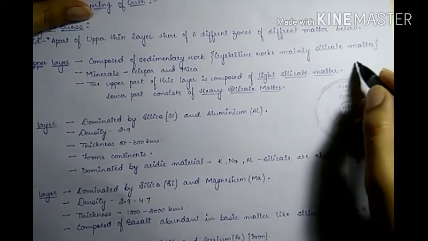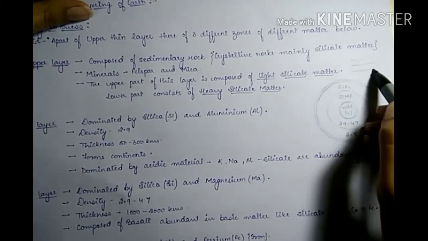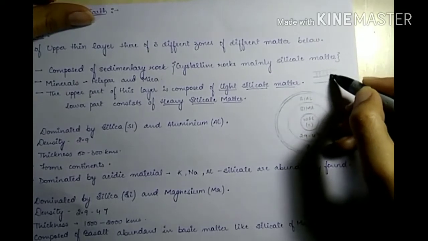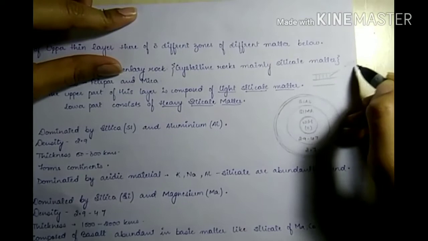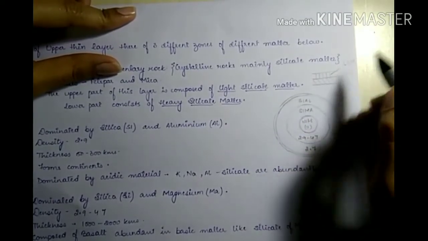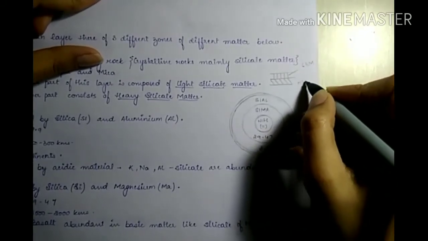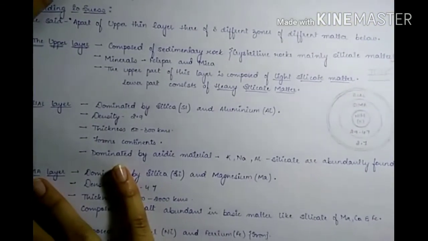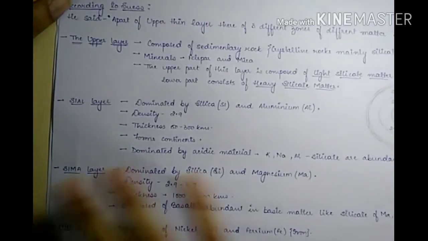So he divided this upper layer into two parts. Okay, so this upper part was formed of light silicate matter, and the lower part was composed of heavy silicate matter. Okay, so that was the upper layer.